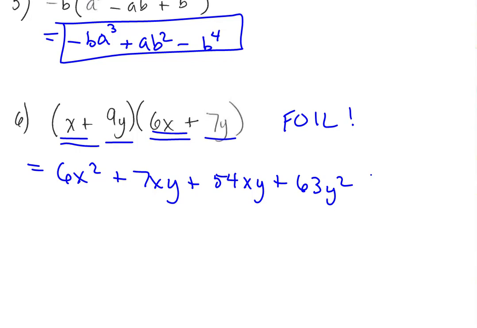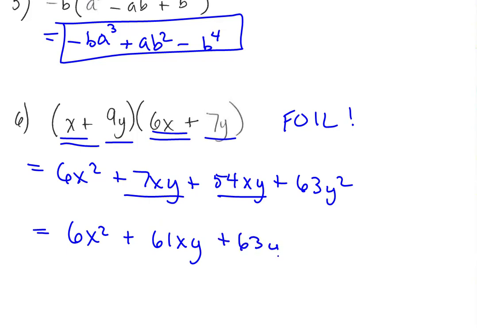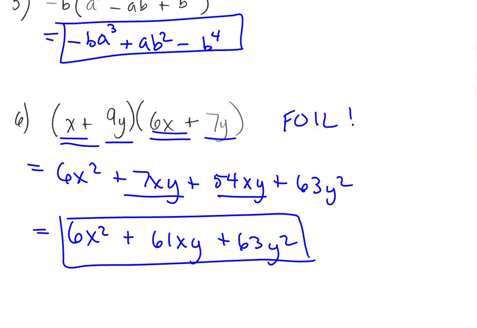Now you'll notice after FOILing that the outers and inners produced some like terms. They both have xy involved with them. So we'd want to combine those to finish, which would result in 6x squared plus, this is positive 7 plus 54, so it'd be plus 61xy, and then plus 63y squared for our final result.